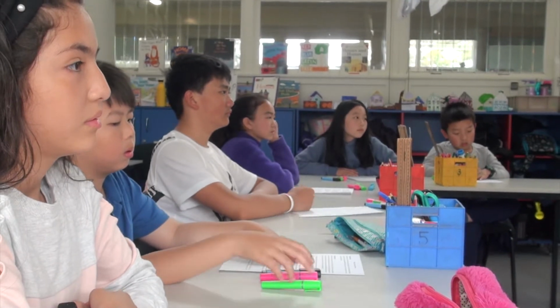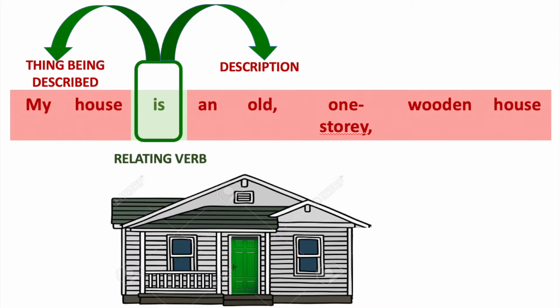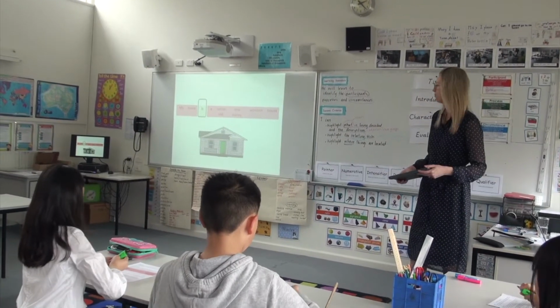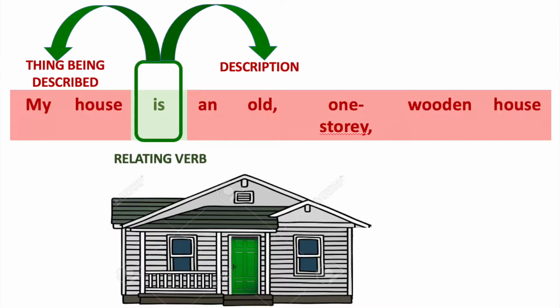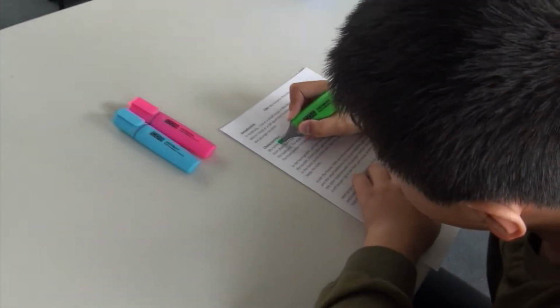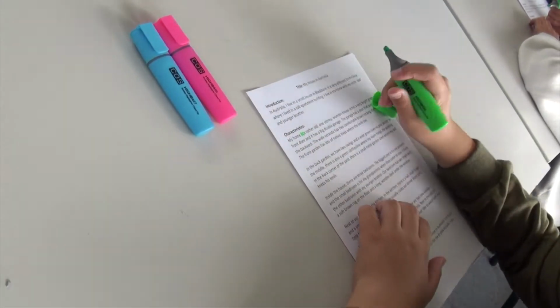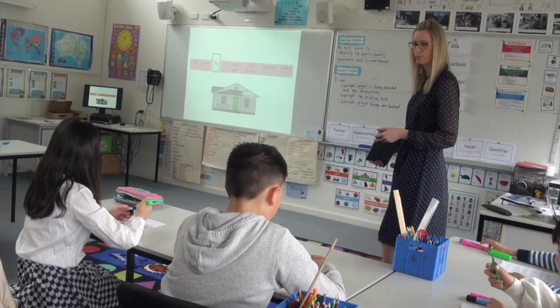Right. Let's have a look at the first sentence. Can anyone tell me what the process is in that sentence? In the first sentence, what is the process? What is the relating verb in that sentence? Ricky? Is. Is. Can everybody highlight is in green? Is.